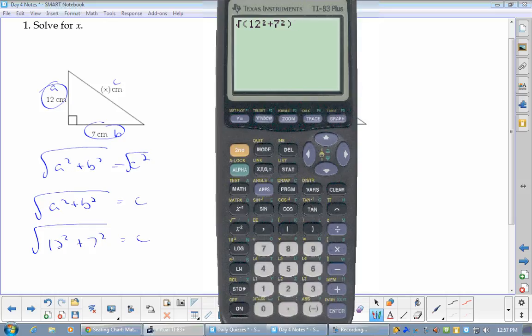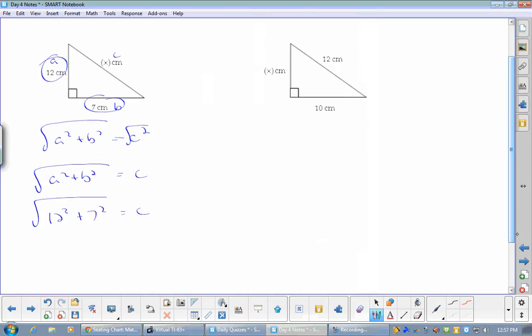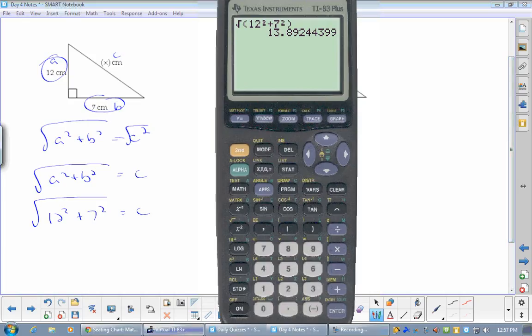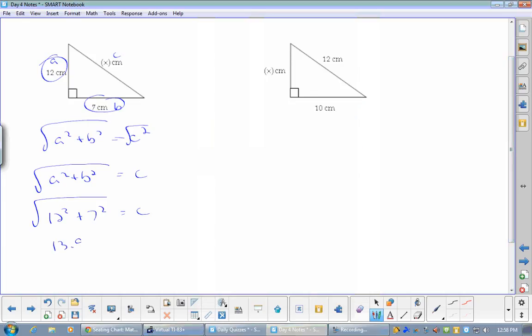So I look at it, looks good. And this one didn't ask us where to round, but let's round to the nearest 10th. So the nearest 10th would be 13.9 centimeters equals C.